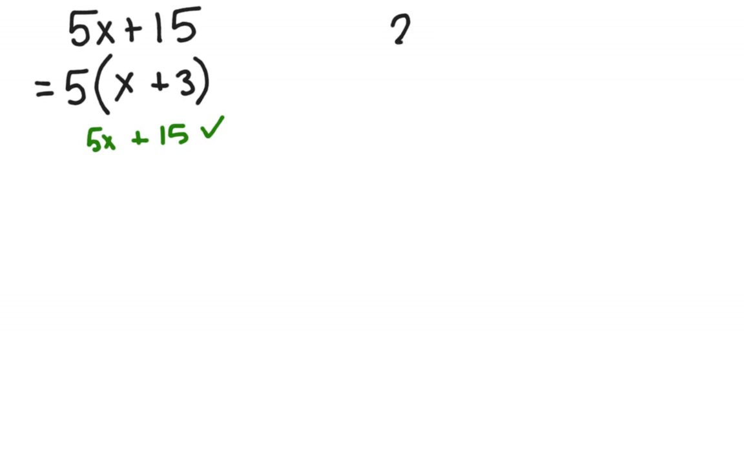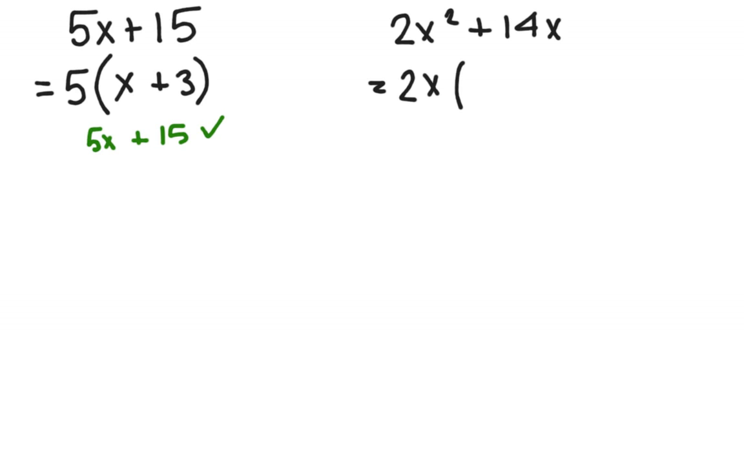Let's try another example. This time I have 2x squared plus 14x. So again, we begin with the numbers. What is the highest number that goes into 2 and 14? That would be 2. Do I have x in every term? This time I do. So I am now looking for the lowest power of x that I have, and that is x to the first.